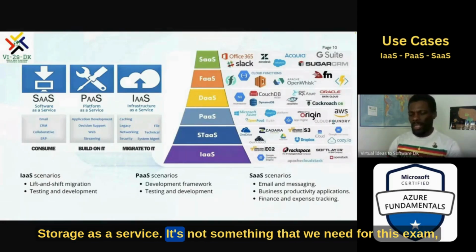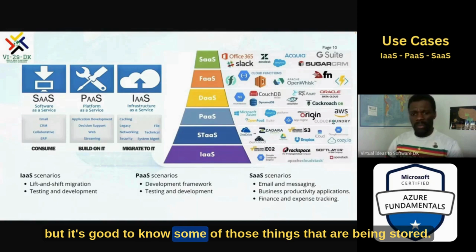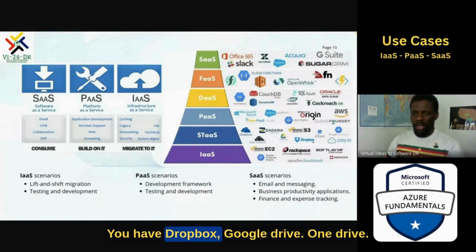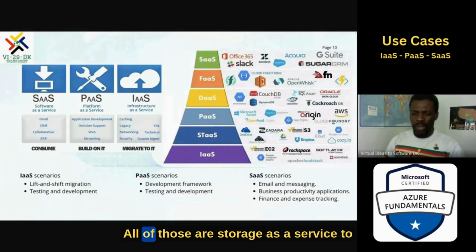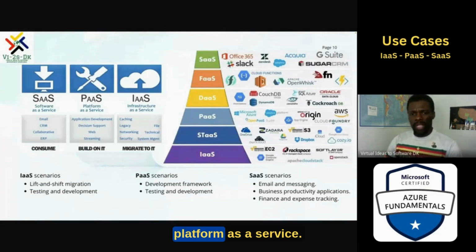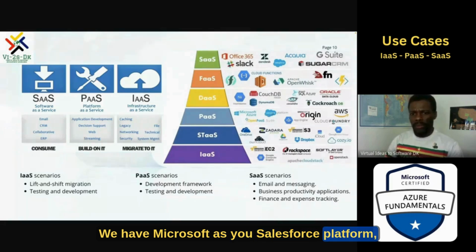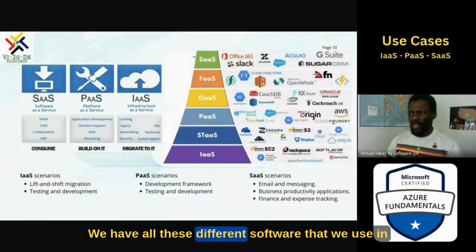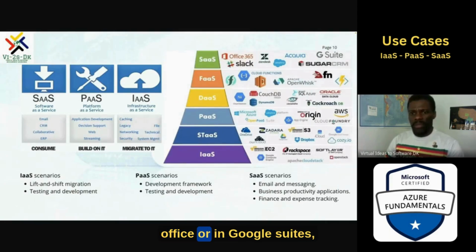Storage as a service is not something that we need for this exam, but it's good to know some of those things that are being stored. Amazon has S3. You have iCloud for Apple. You also have Google Cloud Storage. You have Dropbox, Google Drive, OneDrive. All of those are storage as a service. For platform as a service, we have Microsoft Azure, Salesforce platform, App Engine, AWS, and so on. And software as a service, we have all the different software that we use in Office or in Google Suite, Salesforce as well. All right.